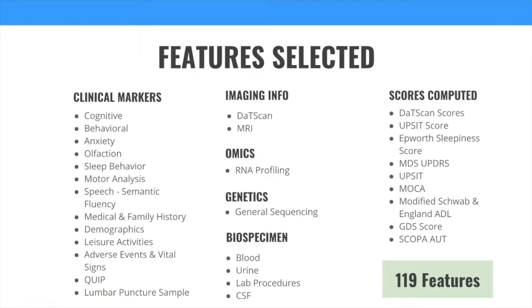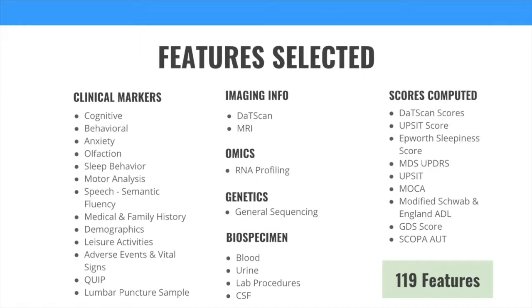So what were the different features we selected? We first subcategorized features as clinical markers, imaging markers, genetics, biospecimens, and OMICS. So what kind of clinical markers? We used cognitive, behavioral, anxiety, medical and family history, demographics, and so on. In imaging, we used MRI and DAT scan. For biospecimen, we used blood sample results, urine results, lab procedure results, and CSF.